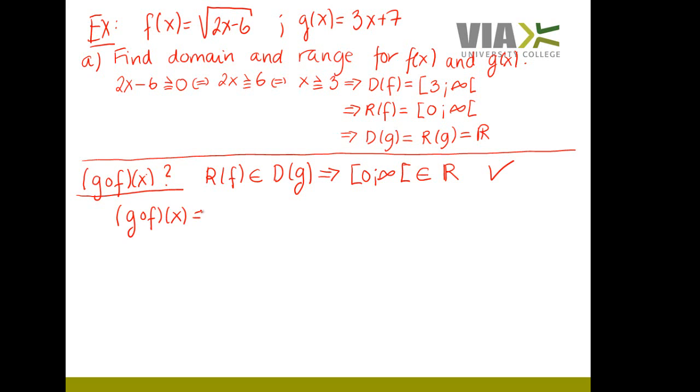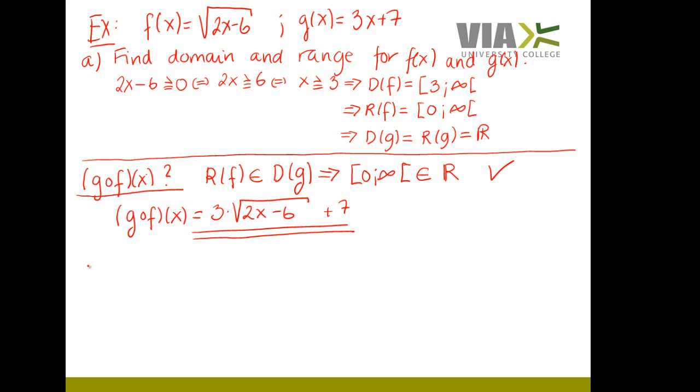That's no problem. We remember what we looked at in the video part 1. We insert what we have for f, which is the square root of 2x minus 6, into g. So that is 3 times the square root of 2x minus 6 plus 7. So that is the expression for the composite function g of f of x.